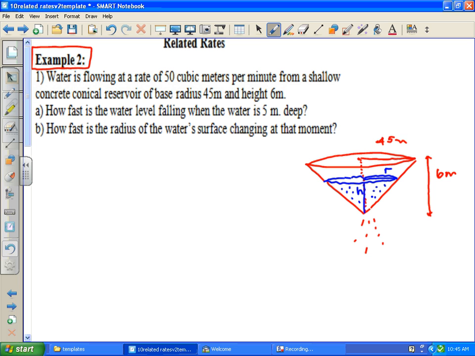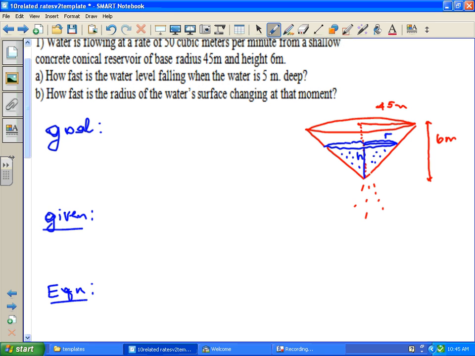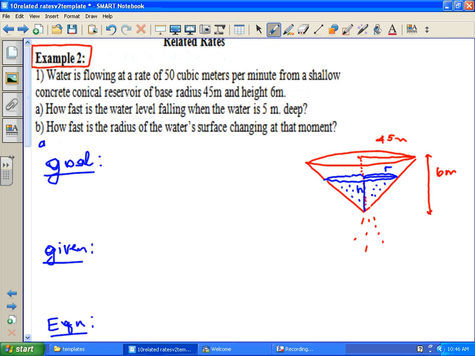Okay, let's try to write down the first 3 things, which are really the most important steps in my opinion. The goal, what's given, and the equation that will relate the variables. The goal, what's given to us, and the equation that will relate the variables with each other. Okay. So let's do part A first. What is the goal in part A? What are we trying to find?